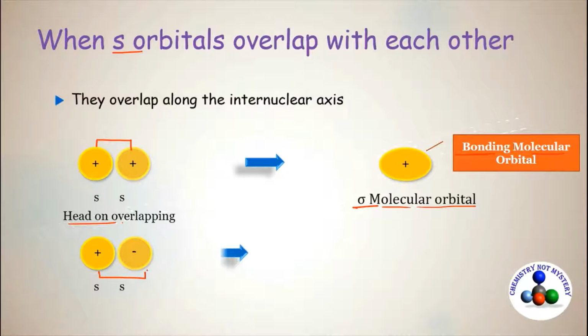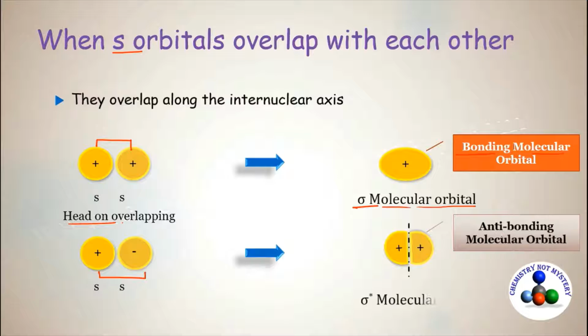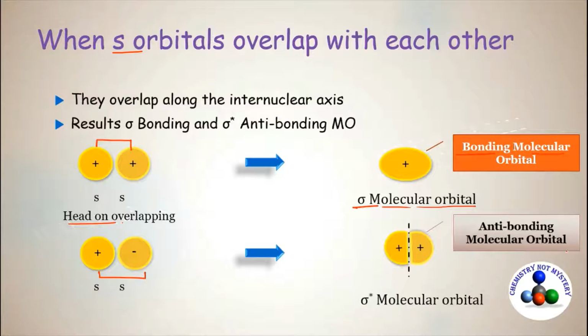If they are facing opposite signs to each other, they result in the formation of antibonding molecular orbital, where there will be zero electron density present between the two nuclei. And this molecular orbital is named as sigma star. Here sigma star is used to represent the antibonding molecular orbital. This is the general convention to represent an antibonding molecular orbital, by using a star over it.